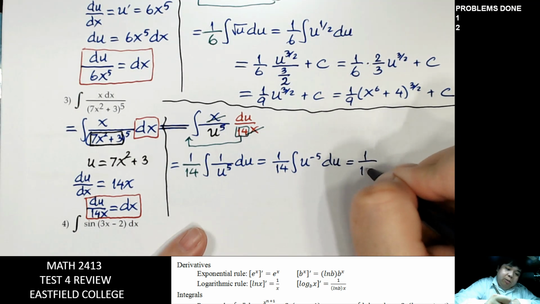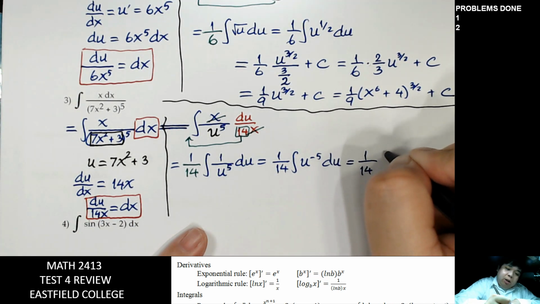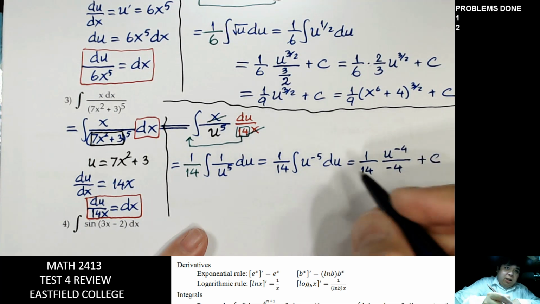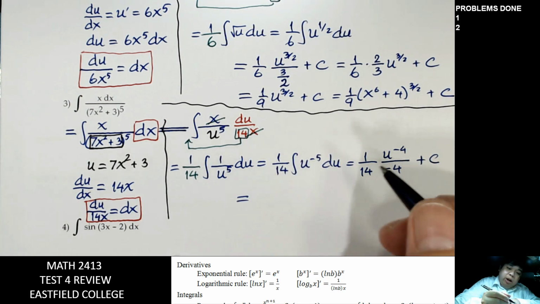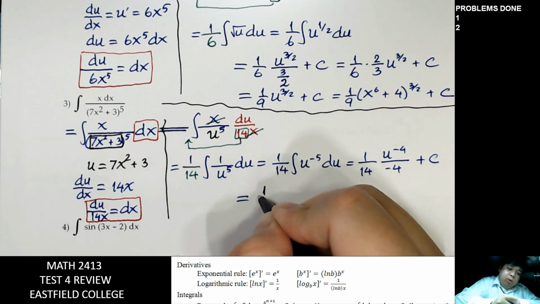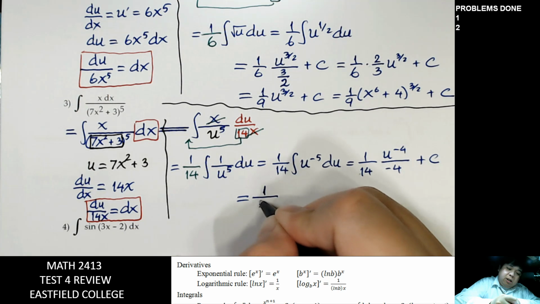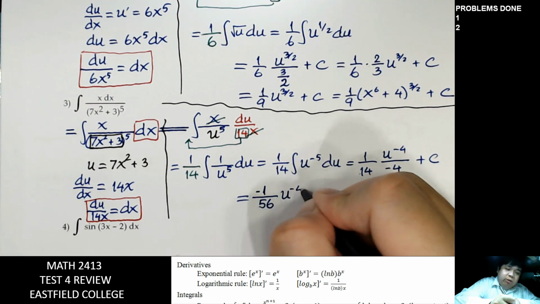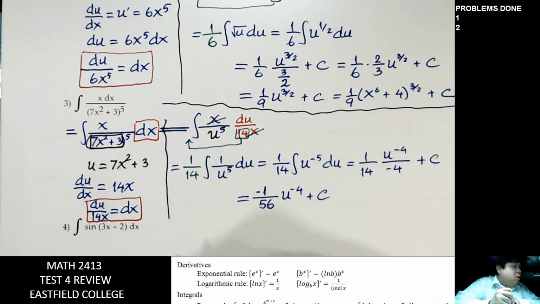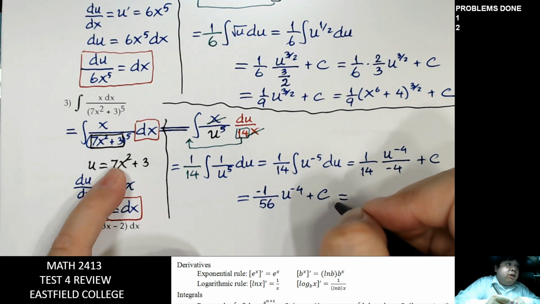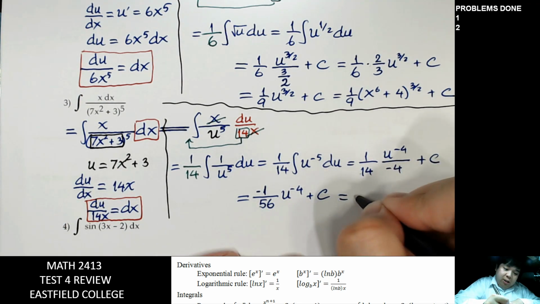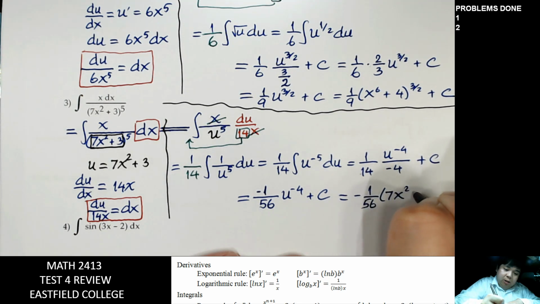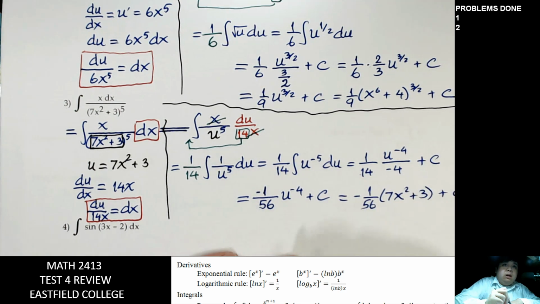Integral will be u to the negative 4 over negative 4 plus c. Multiply straight across, we have 1 over 56. Let's just put the negative on the top, and then u to the negative 4 plus c. And finally u is 7x squared plus 3. And that is that.